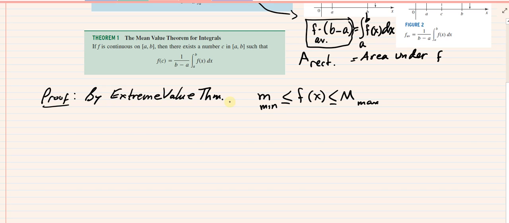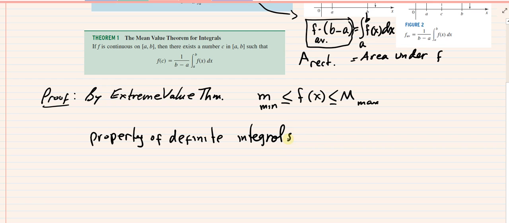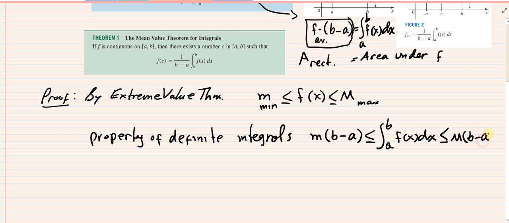Now, using properties of definite integrals, I believe this was in section 4, the previous section to this one, we also know the following. This just follows from the property of definite integrals. We're going to have m times b minus a less than or equal to the integral from a to b of f of x dx less than or equal to capital M times b minus a.